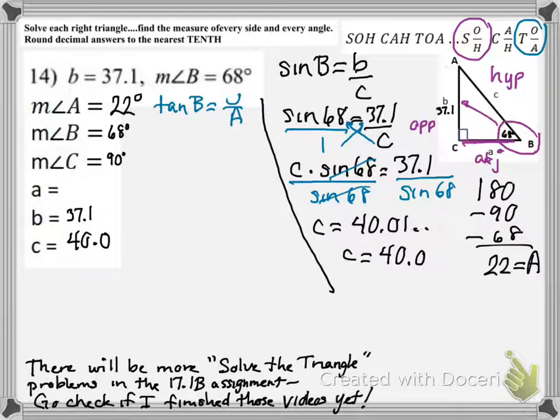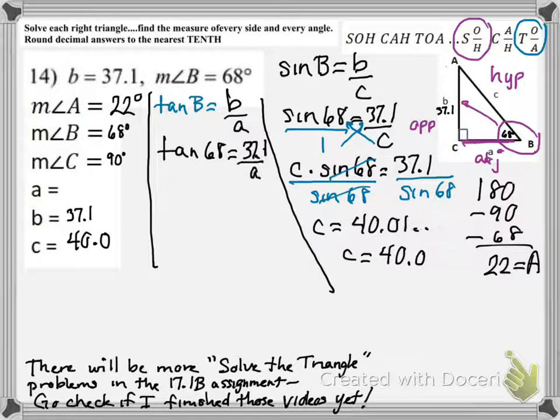In this case, my opposite is 37.1, or B, and my adjacent is the A I'm trying to find. So we have tangent of the only angle I know equals the side opposite from that, which is 37.1, divided by the side adjacent to that, which is A.